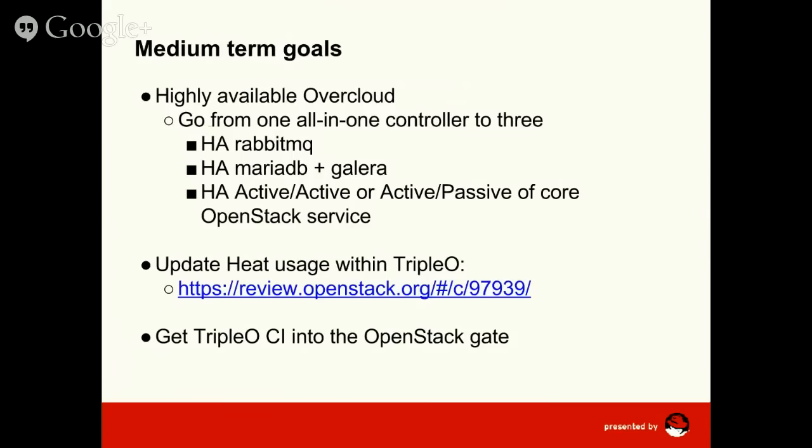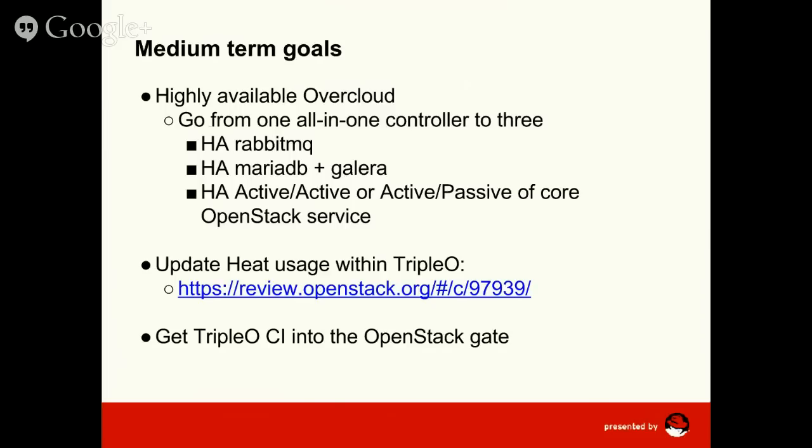Some goals that are a little further out, into the Juno release. We want to move from just enabling your production cloud to have a single controller node to having a highly available setup, enabling you to deploy 3 controller nodes. That is obviously going to require us to let you install HA messaging, HA database, and then HA OpenStack core services, either active-active or active-passive setup.